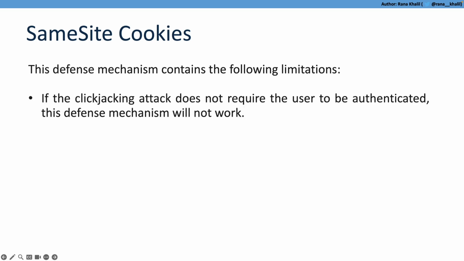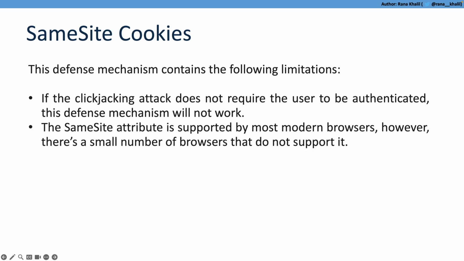Now, the limitations for this defense are, one, it only works for clickjacking vulnerabilities that exist in authenticated pages. If the clickjacking vulnerability is in an unauthenticated page, then this defense will not work. The second limitation is that although the same-site attribute is supported by most browsers, there is still a small number of browsers that do not support it, which is again why you should make sure that you apply a multi-layer defense approach instead of a single defense layer when it comes to preventing clickjacking vulnerabilities.